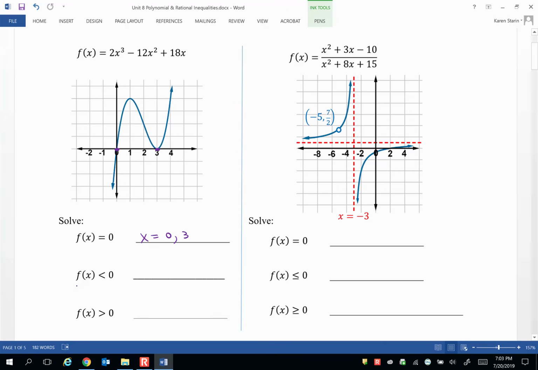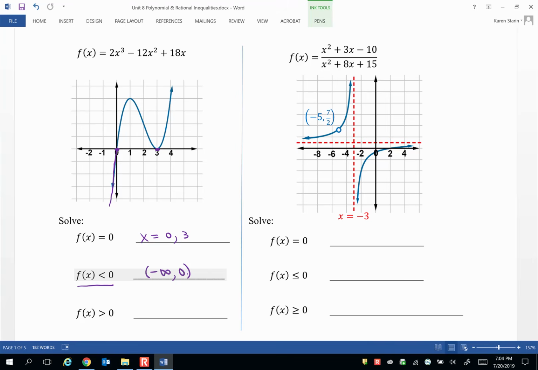Solving the inequality, f of x is less than 0. Now strictly less than 0 matters here. So I just need to look at where the graph is below the x-axis. So below the x-axis is from negative infinity until we cross the x-axis. But because it's strictly less than 0, I use a parenthesis around 0. So there's a whole interval from negative infinity to 0 where the graph is below the x-axis.